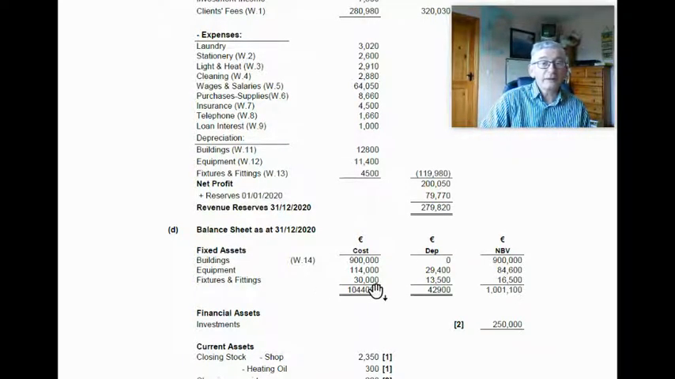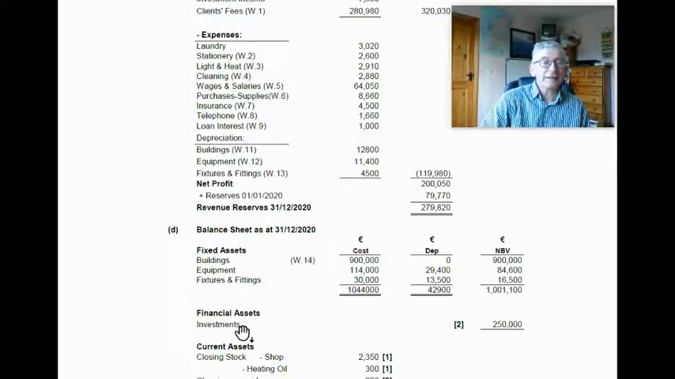Our fixtures and fittings are 30,000. 9,000 plus the 4,500 we charged this year gives us 13,500. So when we take one from the other, we get a net book value of 16,500. Now, we just do the figures here. This is 1,044,000. Underlined, that's the end of it. We do our depreciation, that's 42,900, that's the end of that total. And then when we add the net book values, it's 1,001,100, and we leave that open because we add on any other fixed assets that we may have.